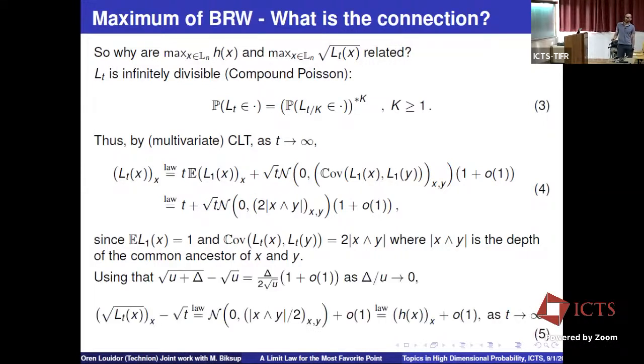In fact, if you take the square root of the local time, then by Taylor expansion, on first order you'll get square root of t, and then at second order you get this divided by 2 square root of t. Then you can see that asymptotically, when t tends to infinity, up to little o(1) corrections in probability, if you take the square root of the local time and subtract square root of t, you get a multivariate Gaussian with this covariance. But that's exactly the branching random walk or the Gaussian free field. So the branching random walk is the scaling limit of the local time. That explains why local time and branching random walk are related.